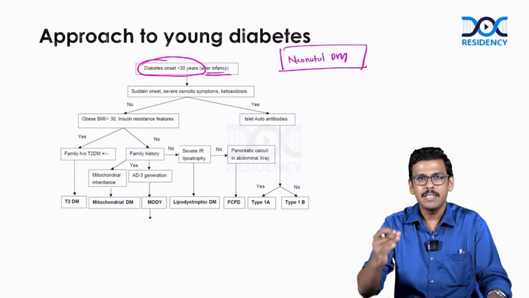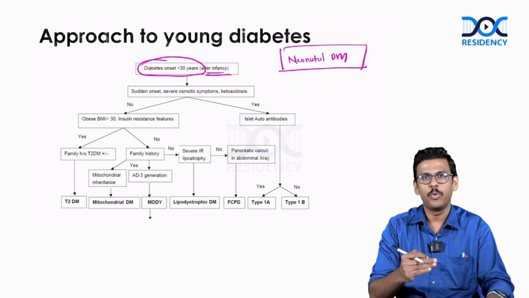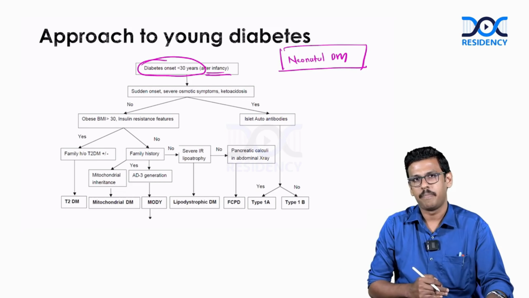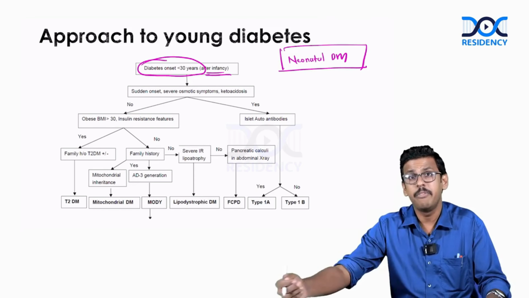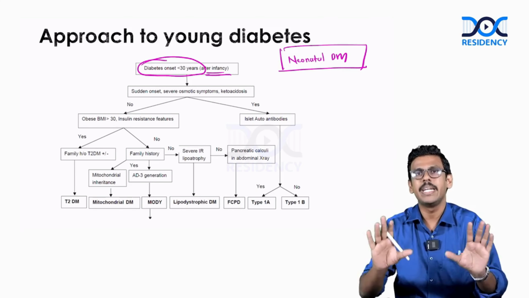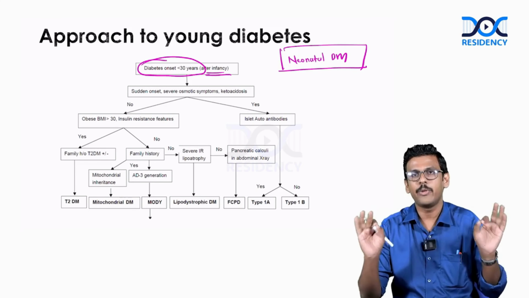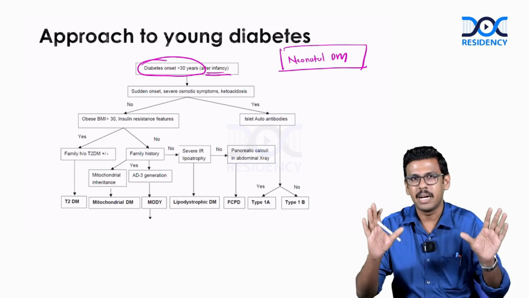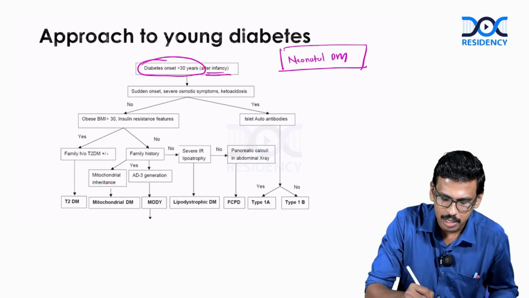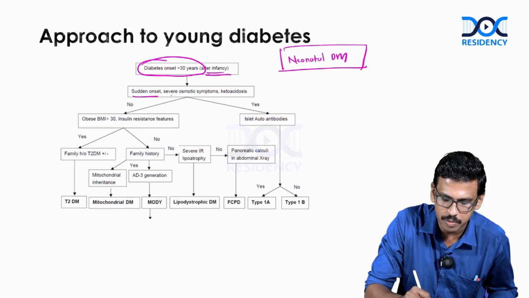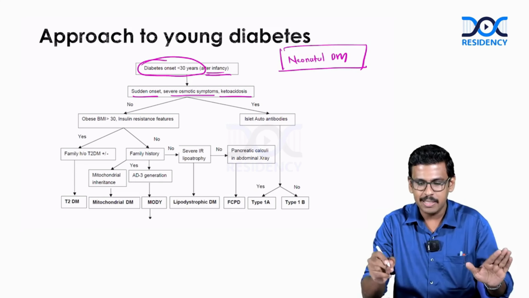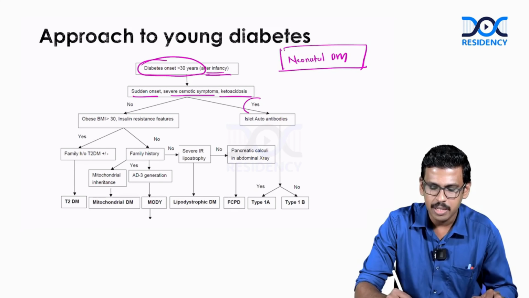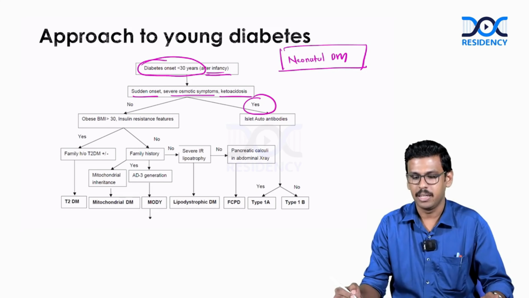First things first, you have to rule out a life-threatening condition that, if left untreated, can lead to dreadful complications like diabetic ketoacidosis. So the first thing you will have to look at in a new onset young diabetes is whether it is a sudden onset patient with severe osmotic symptoms or features of acidosis. Because if it is there, it has to be type 1 diabetes most likely.